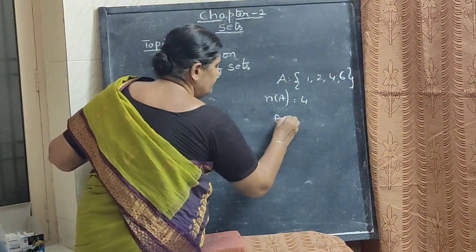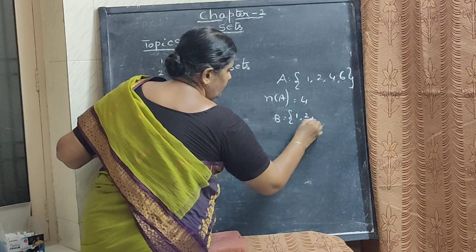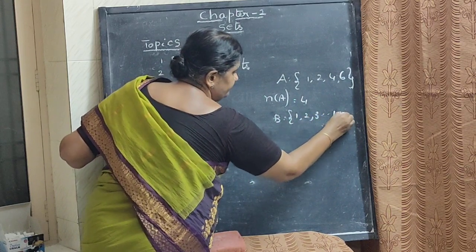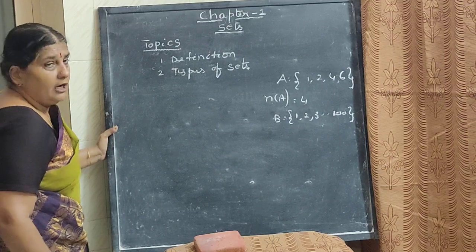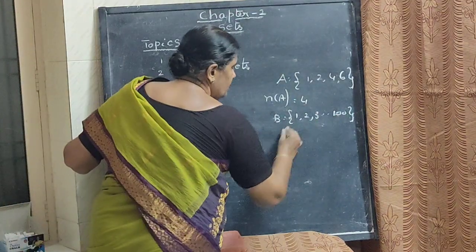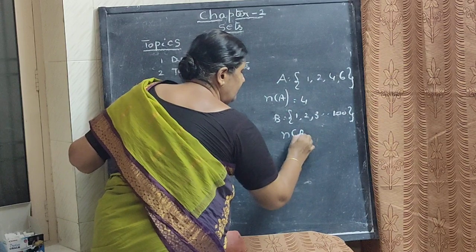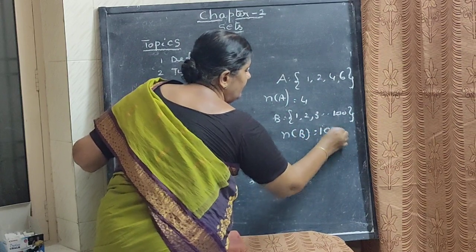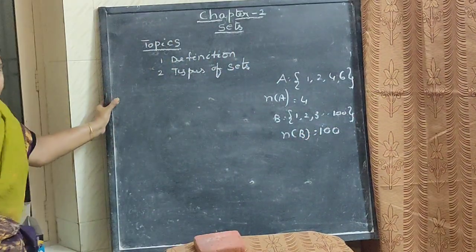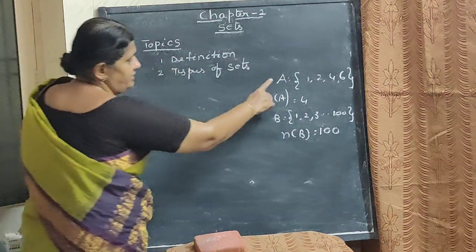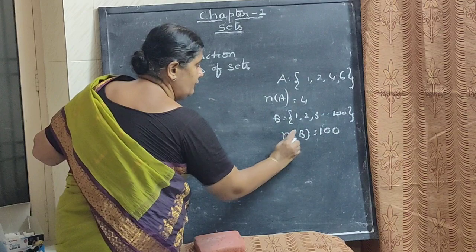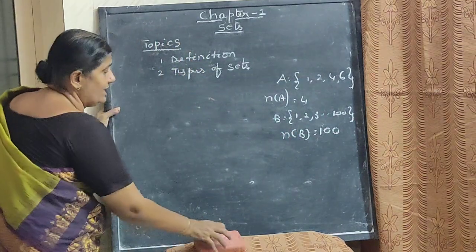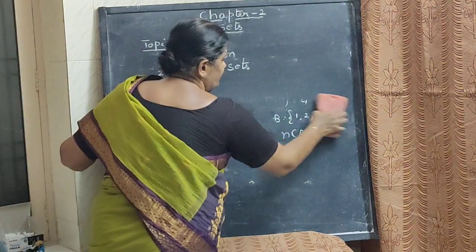One more example. 1, 2, 3, and so on, up to 100. So how many elements are there? Don't write 3. It goes up to 100, then it stops. So the number of elements in set B is equal to 100. Do you understand or not? The number of elements in a set A is called the cardinal number of a set.